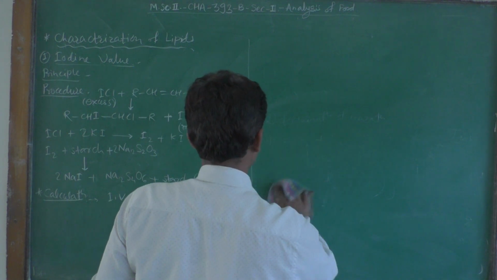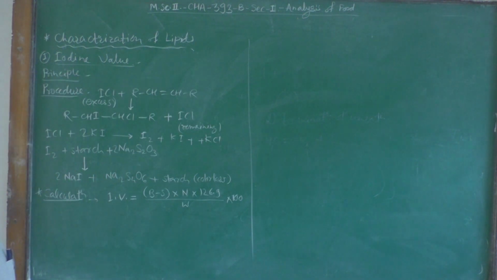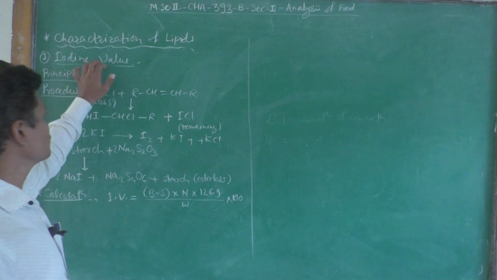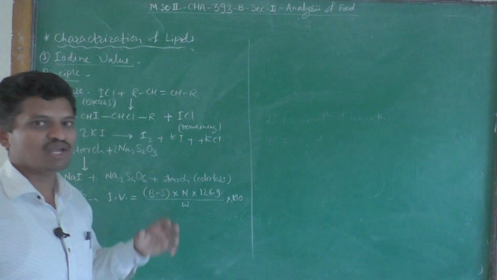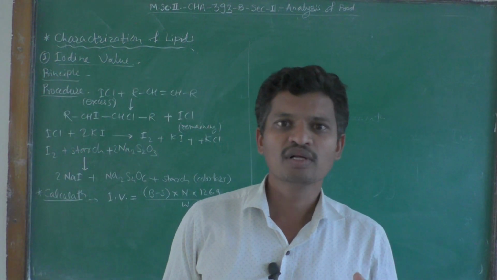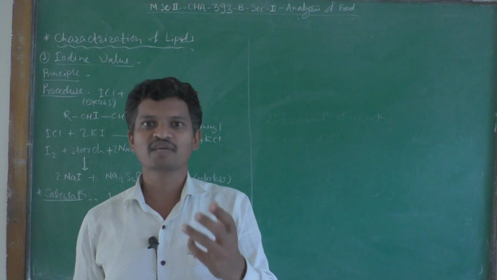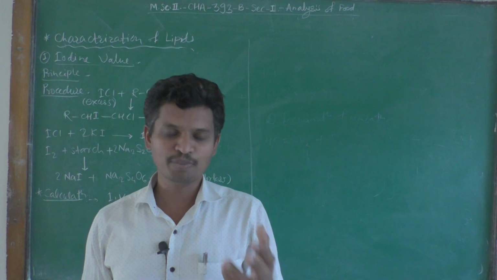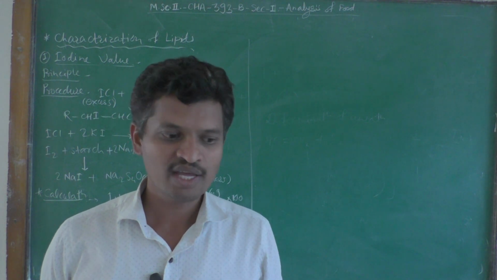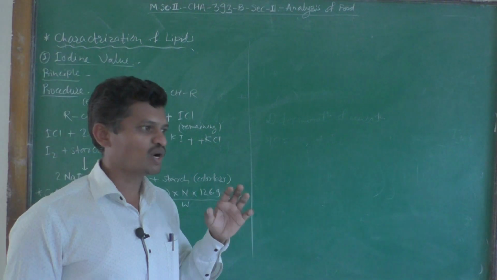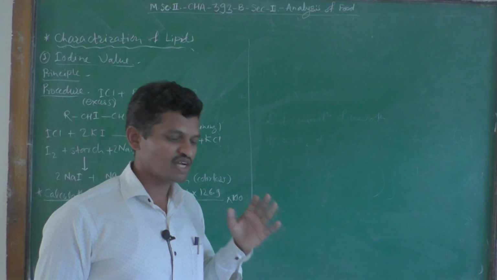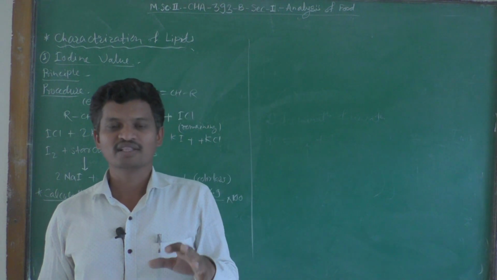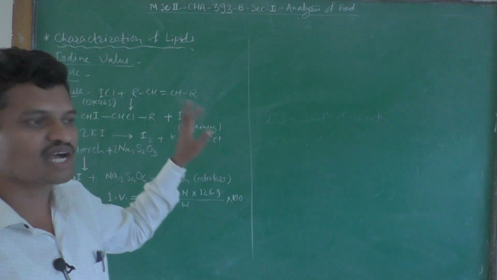Now we have a fat or lipid, and we have to determine the iodine value of that fat or lipid. So for this method, what is the principle? The iodine value is the measure of unsaturation present in the given compound. Here our compound of interest is lipids or fats. So what is the percentage of unsaturation, that is, carbon-carbon double bonds, present in the given lipid or fat, we are going to determine by using this iodine value.